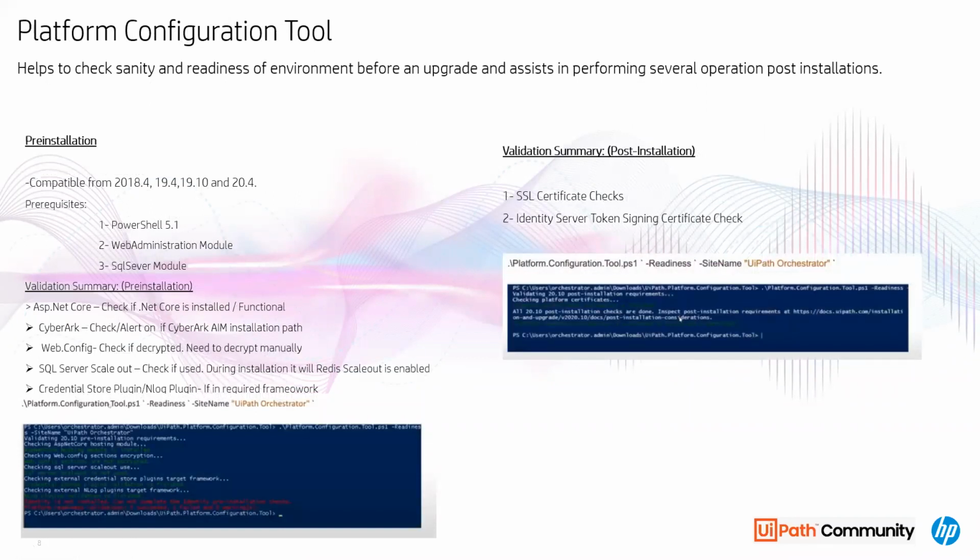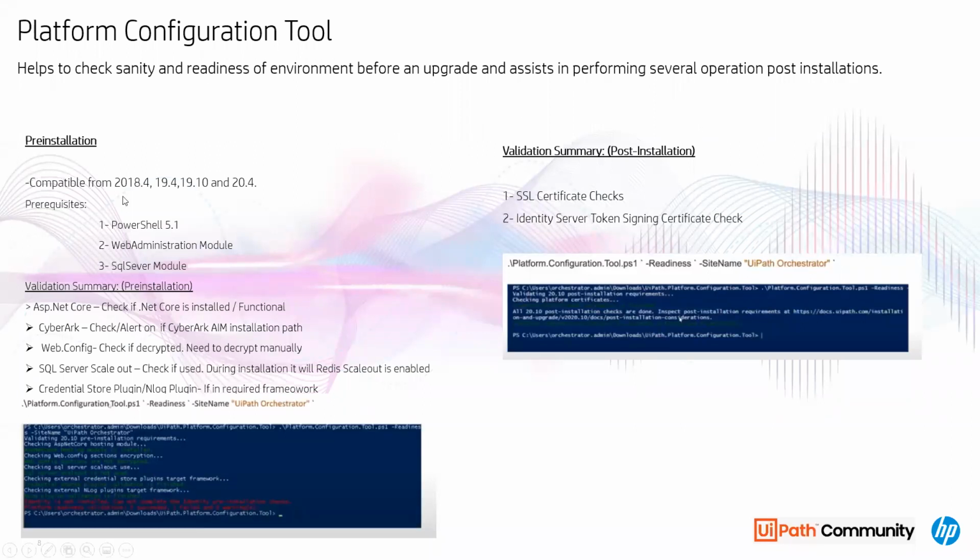So this helps in two ways: one is the pre-installation as well as the post-installation. This basically checks whether the infra or our platform is ready for the upgrade. So there are certain pre-checks in terms of what you need, PowerShell 5.1 and all these details. And it supports from 2018.4 till 20.4 release, whichever upgrade you're already having.